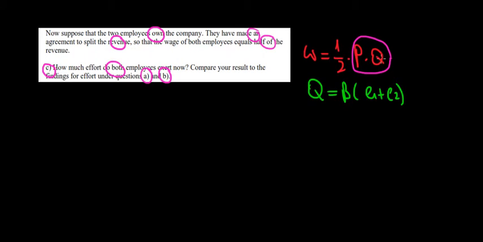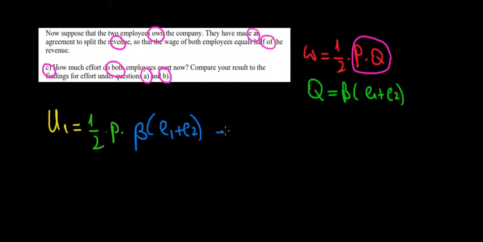It's just half of the output that they take into account beforehand, meaning that the utility of one guy is going to be equal to that wage, which is 1/2 times P times the quantity, and the quantity is beta times E1 plus E2. So that's 1/2 P beta (E1 plus E2) minus the cost of effort, and the cost of effort is still 1/2 times theta times E1 to the power of 2. Now we can see we have the relationship between the effort level and the utility function.